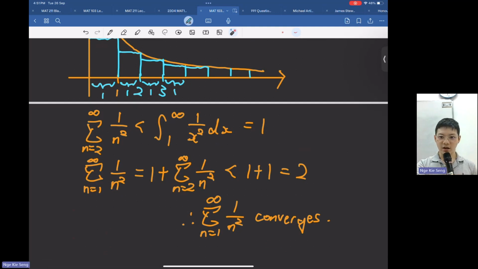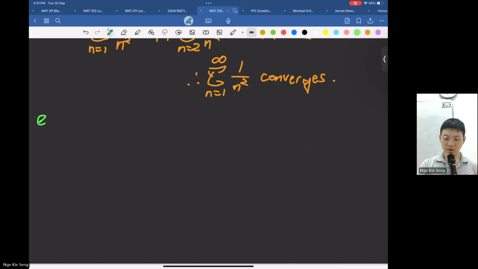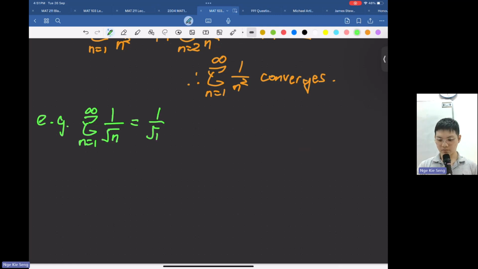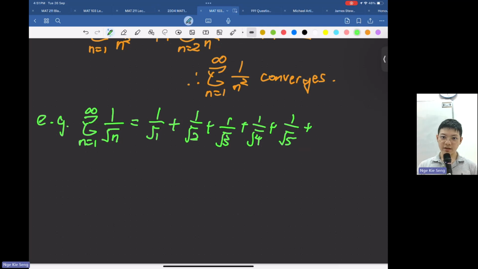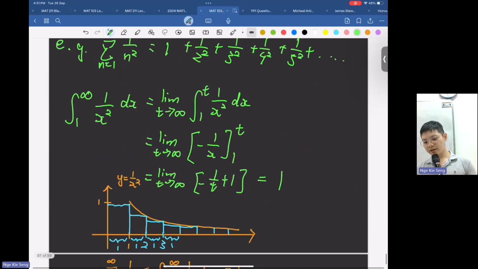Let's see. How about we finish the example of the integral test before we take the rest. Next, we will look at the series of 1 over square root n. What are we going to do this time? Similarly, to use the integral test, you need to check the three properties.